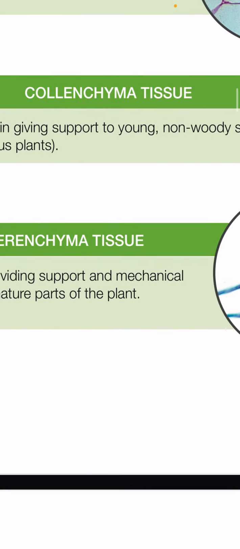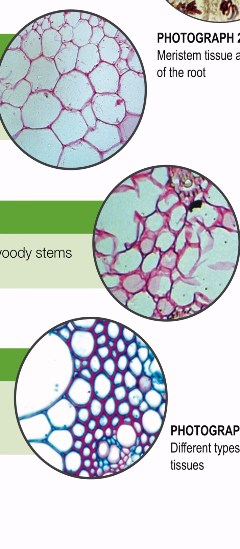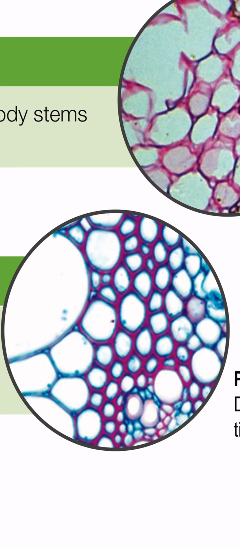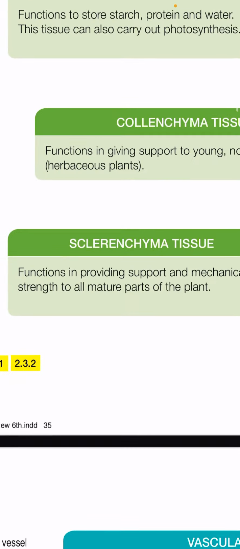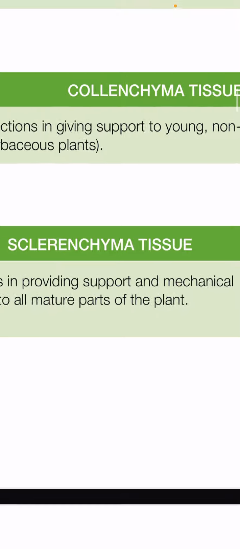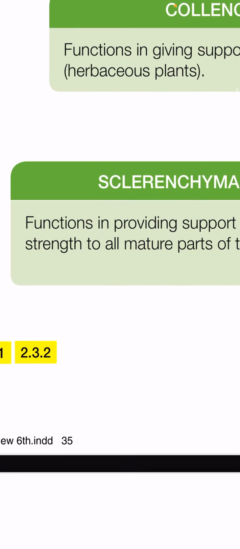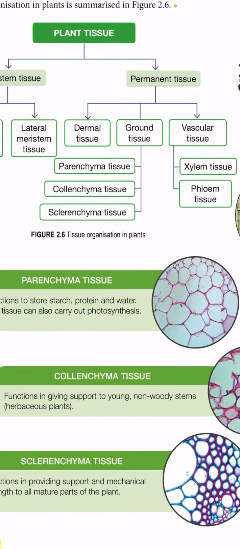Another one. You can see that the third picture looks very firm, with very clear lines. So you can guess that this type of tissue must be firm, strong. So what is it? This is sclerenchyma. Same like collenchyma, giving support, but this one gives support and mechanical strength to all matured parts of the plant. So this is ground tissue.